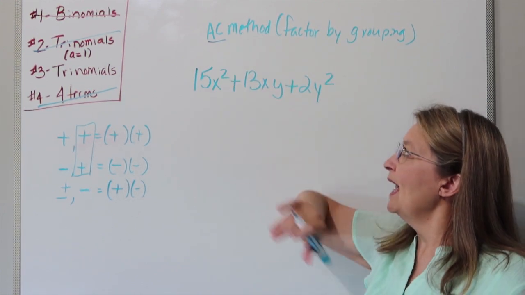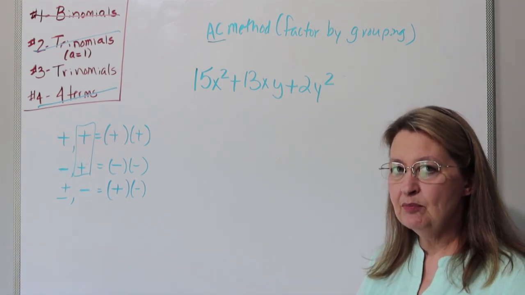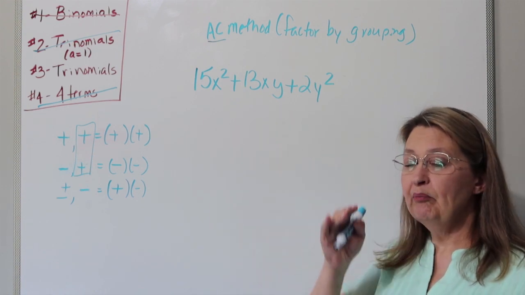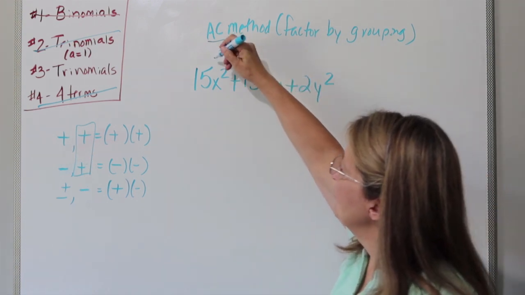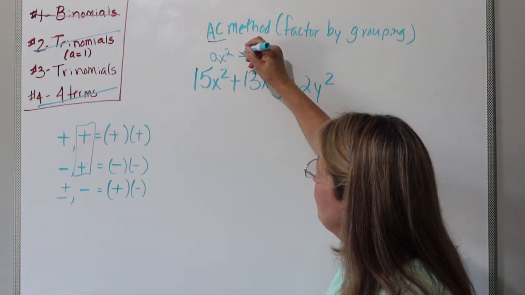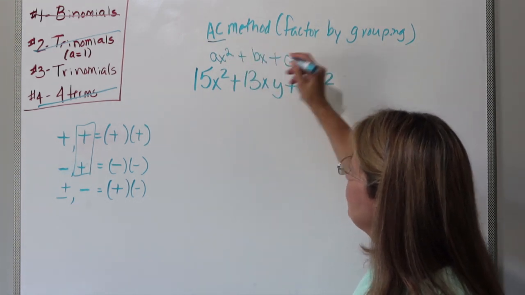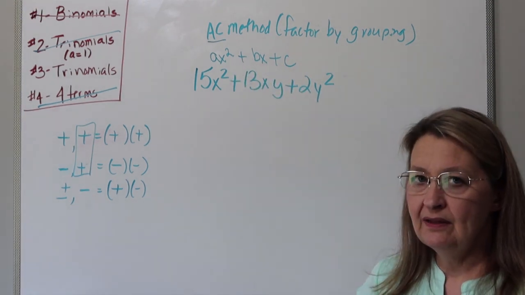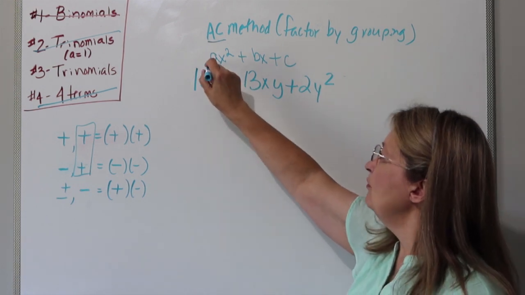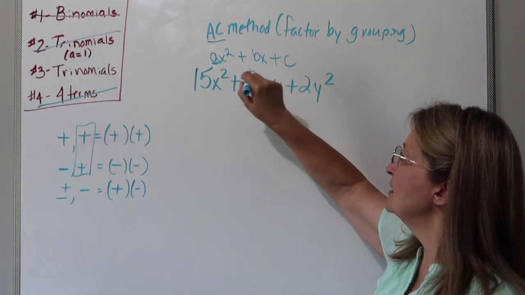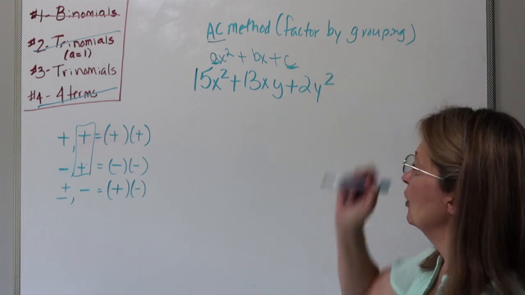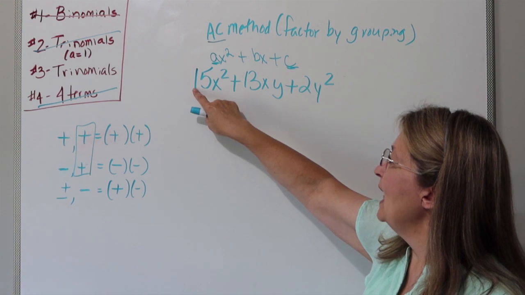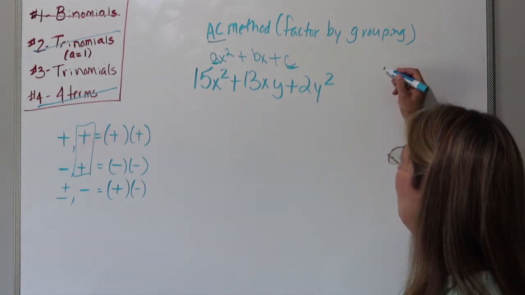Now, when you call it the AC method, AC means multiply A times C. Well, you don't see an A and a C in your problem, but our format for standard form of a quadratic looks like this: AX squared plus BX plus C. I know you've seen that. So the coefficient of your x squared term is A, and your last term is C. So that's where those two numbers come from. We're going to take A and C and multiply them together.